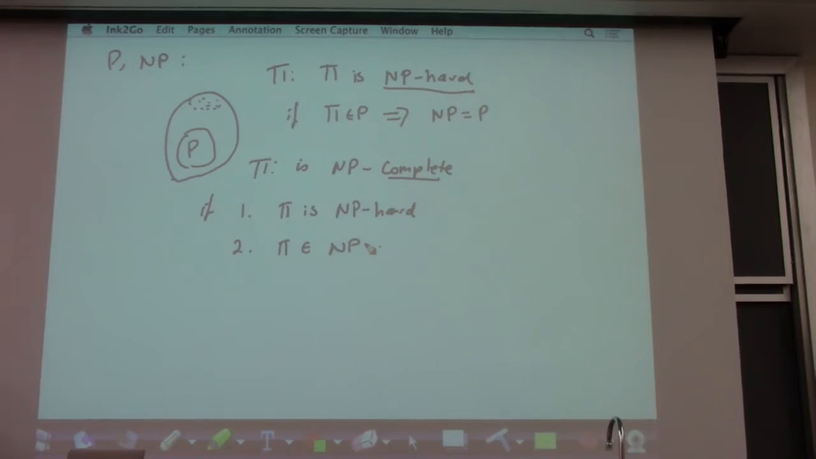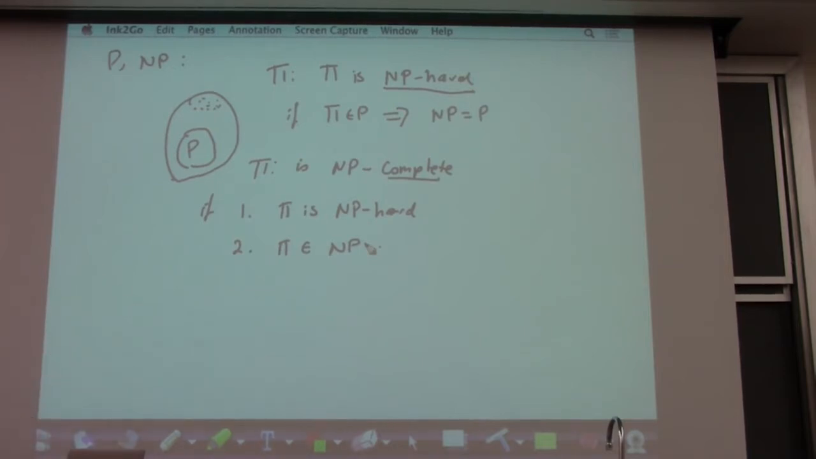Isn't it contradicting when you're saying... Why? Just look at the definition. Don't just forget everything you think you know about what NP is. Look at the definition. What in the definition of NP hardness contradicts the second step?